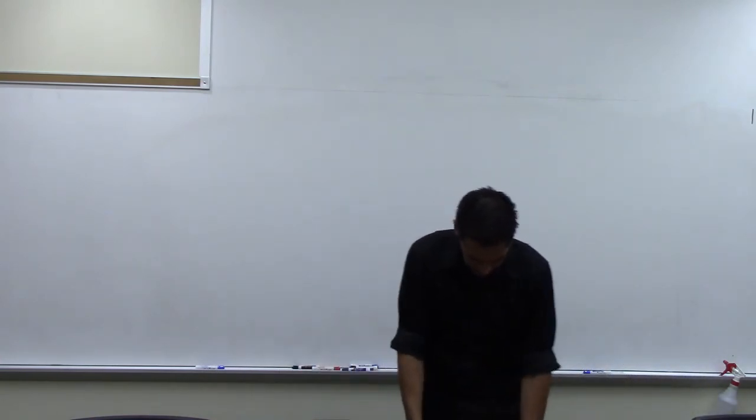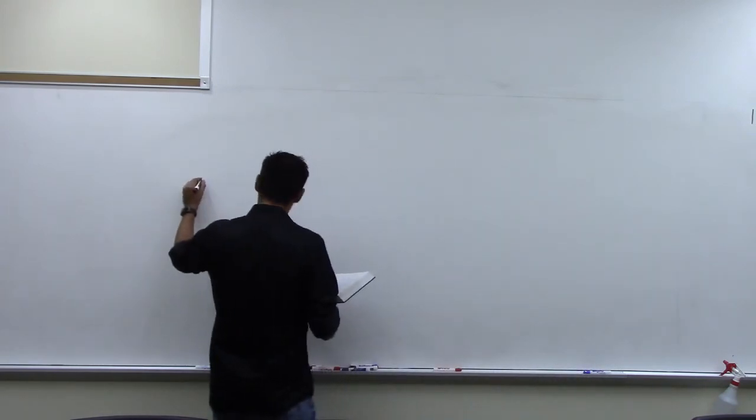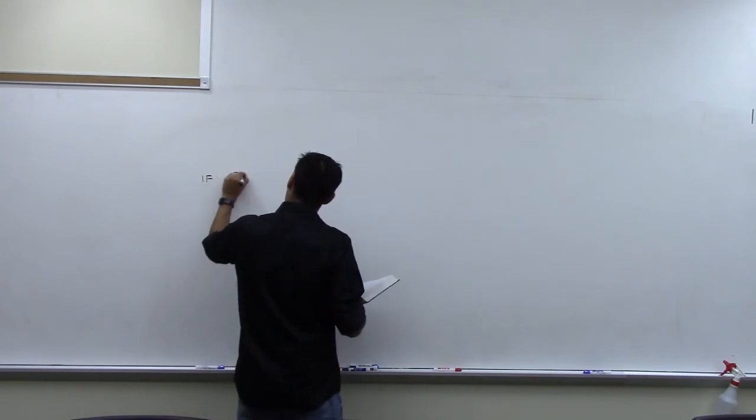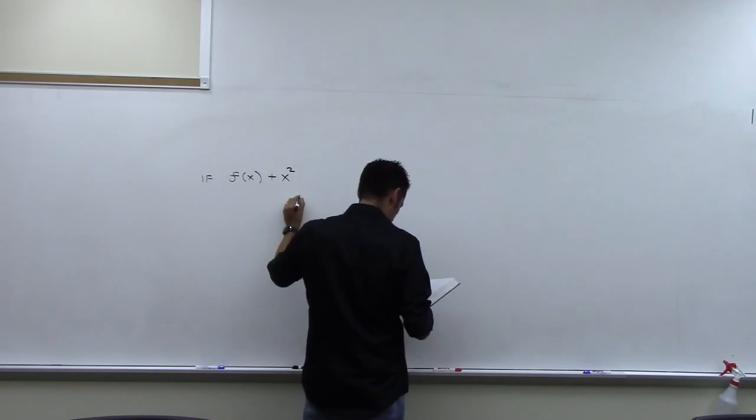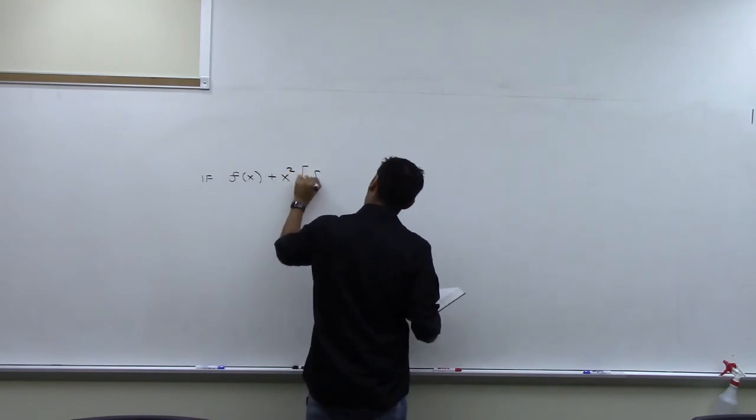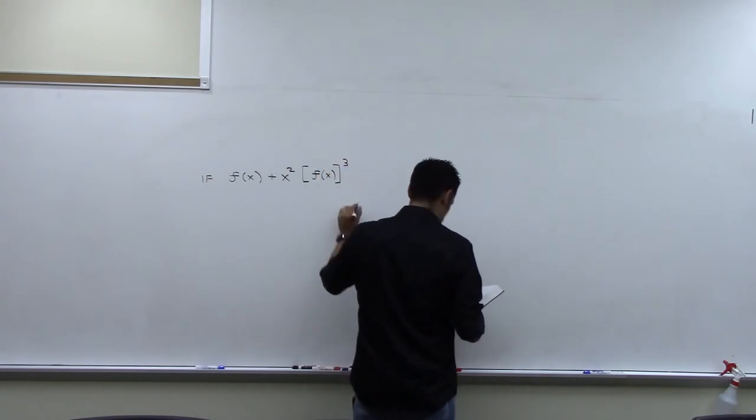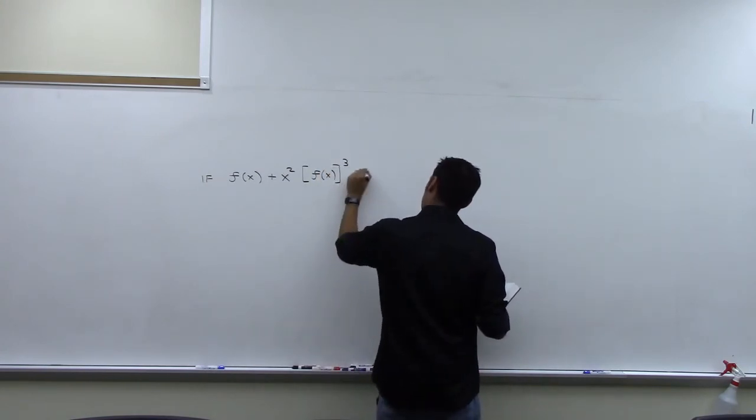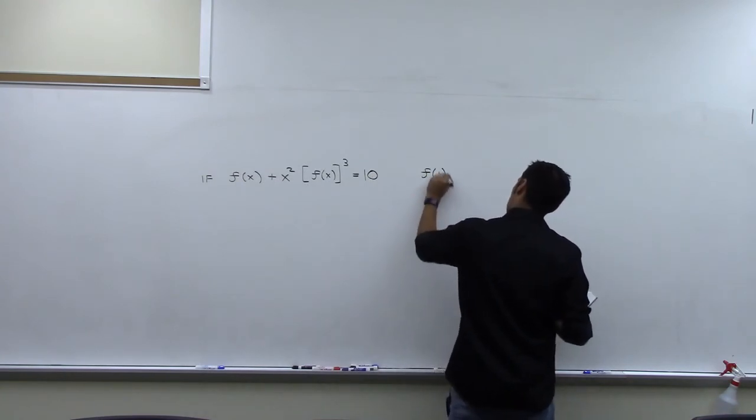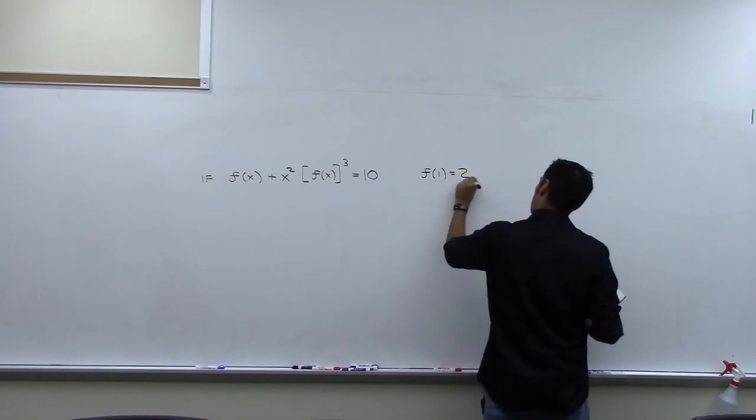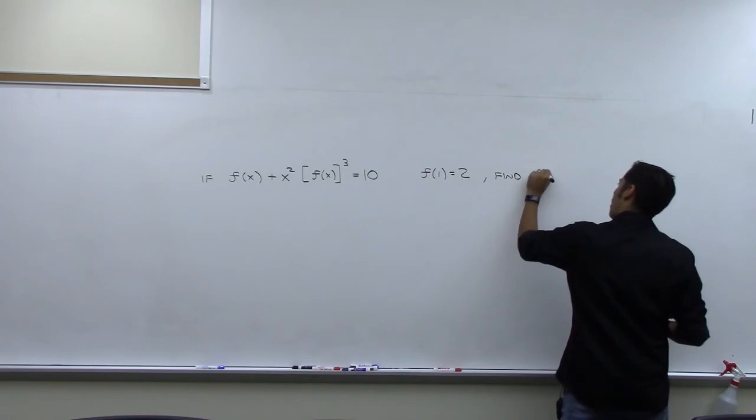17. All right, for 17, they say if f of x plus x squared times f of x cubed equals 10, and f of 1 equals 2, find f prime of 1.